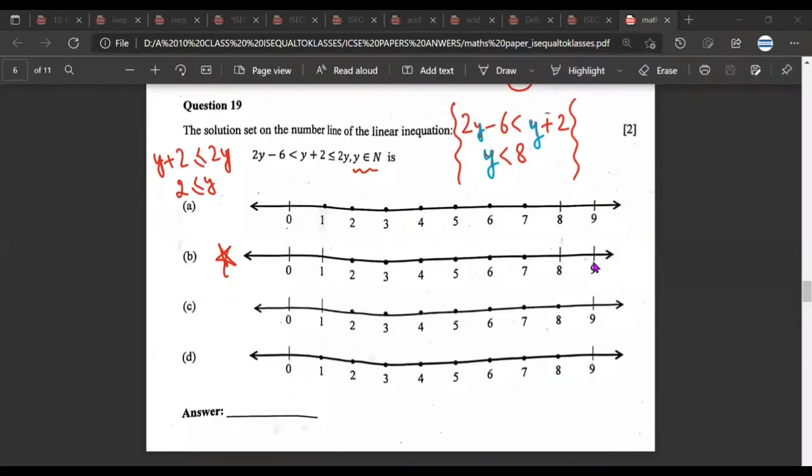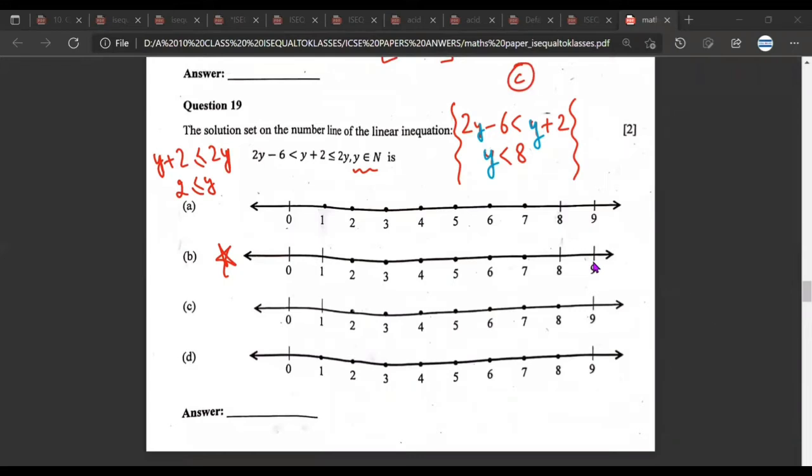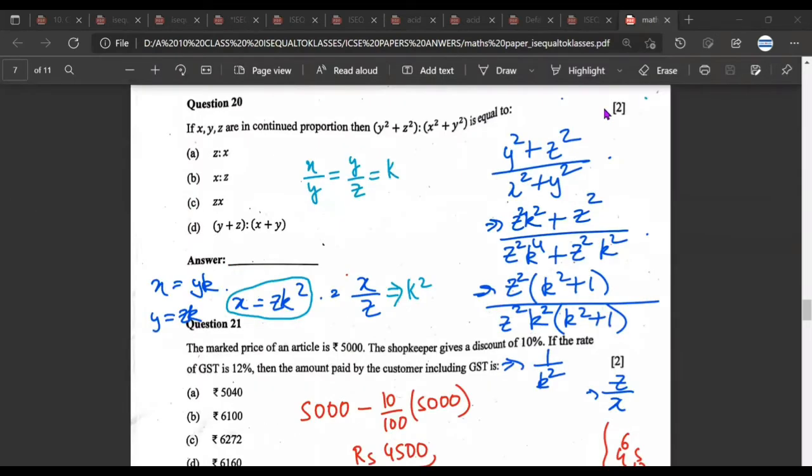Great. Question 19. Solution set of the linear inequation. I'll have to solve this. I've done it here. Remember that y belongs to natural numbers. Because y is greater than or equal to 2, 2 will be included. y is less than 8, so 7 would be the last number. So 2, 3, 4, 5, 6, 7. B is the correct answer. Simple.